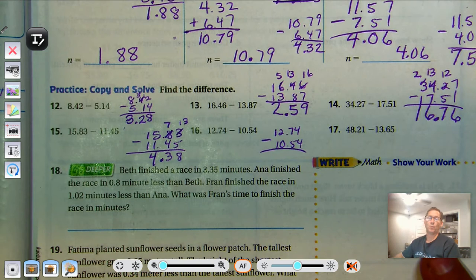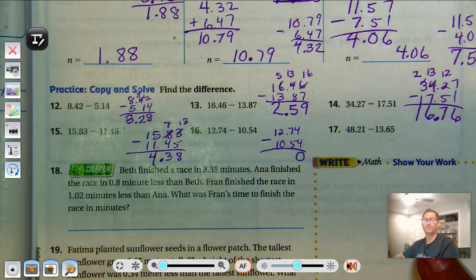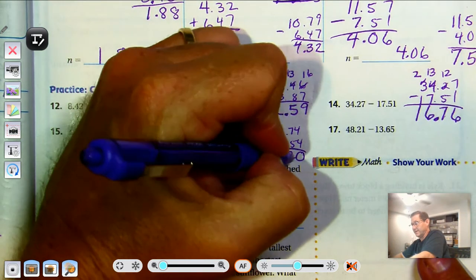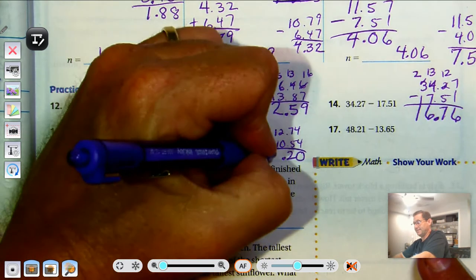12 and 74 hundredths, and subtract 10 and 54 hundredths. 4 hundredths take away 4 hundredths, 0 hundredths. 7 tenths take away 5 tenths, 2 tenths. Bring your decimal point down. 12 take away 10, 2.